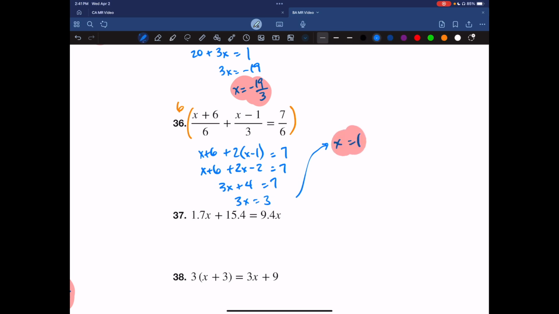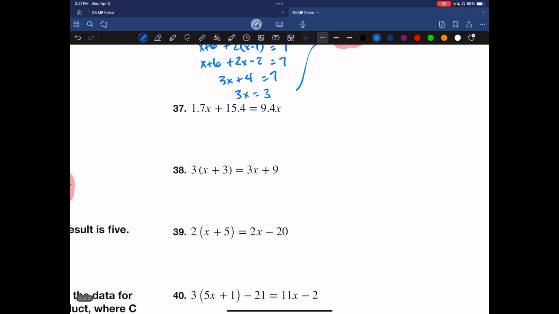Okay, 37, we could also multiply to get rid of our decimal, but this one is so simple, it doesn't really make sense to do that. So let me subtract this on both sides. So that'd be 15.4 equals 7.7, and so x equals 2.